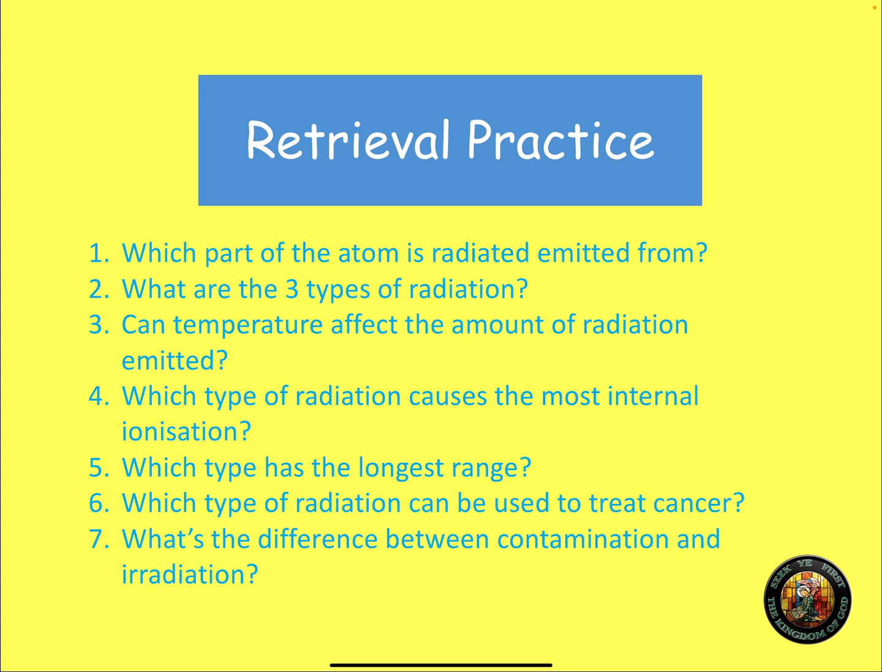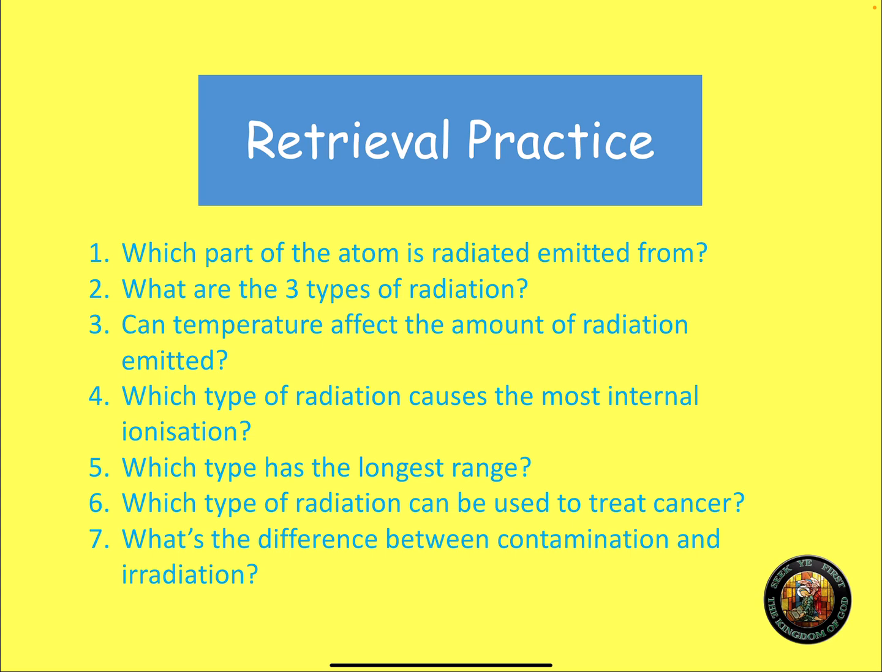Number 5, which type has the longest range? That would be gamma. Number 6, which type of radiation can be used to treat cancer? Gamma radiation. Obviously, when cancer treatment is taking place, they take special care in making sure healthy cells are not exposed to gamma radiation. It's just purely cancer cells that are exposed. And not only that, but the dose and the frequency of gamma treatment is crucial.